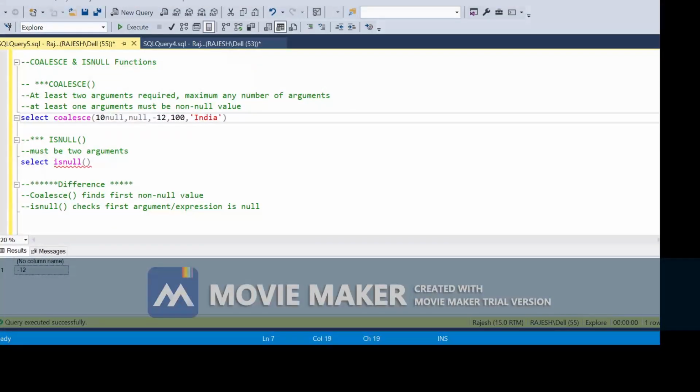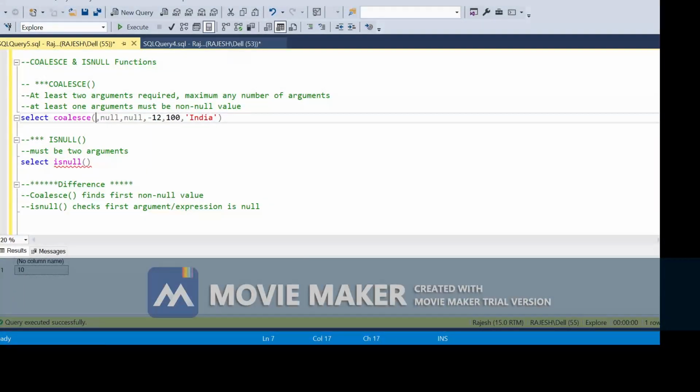Suppose I put 10 as the first argument, which is obviously not null. Let's see what it returns. It is returning 10, meaning wherever it finds the first non-null value, it will return that value. In this example we gave 10 as the first argument, which is not null, and on execution of this query it returned 10.